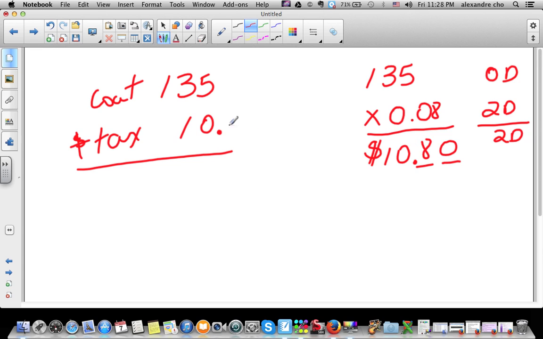Let me line up everything here nicely. 135 doesn't have a decimal, so I add it to the end. And I get added up $145.80 is what I'm going to pay at the register. Okay.